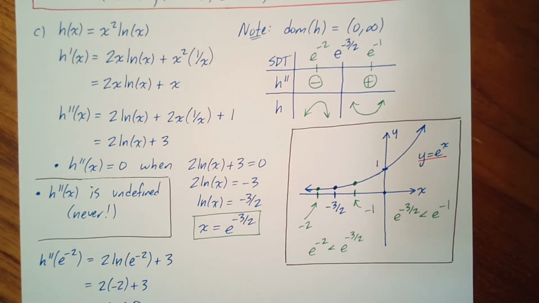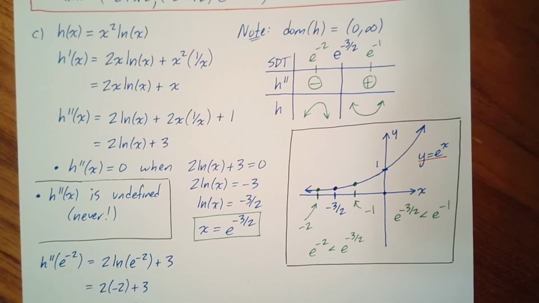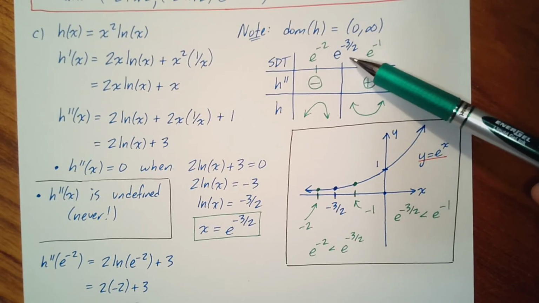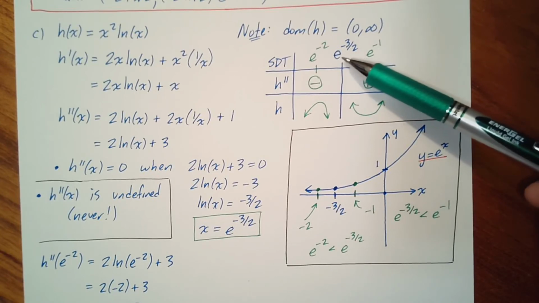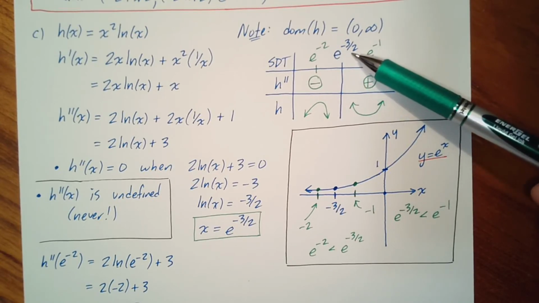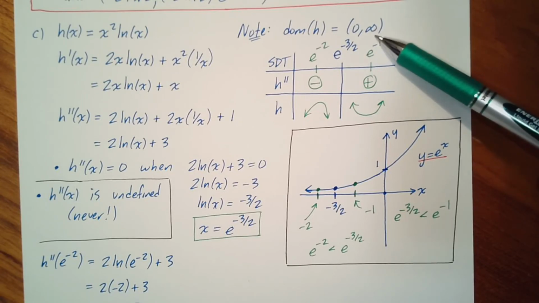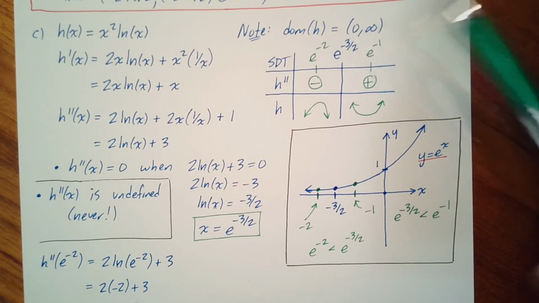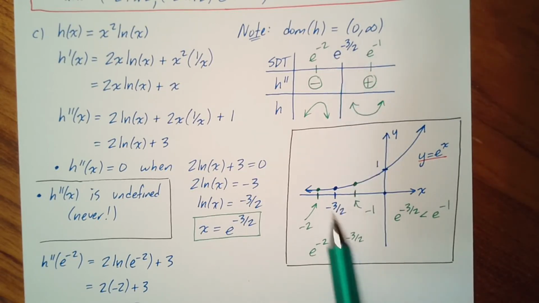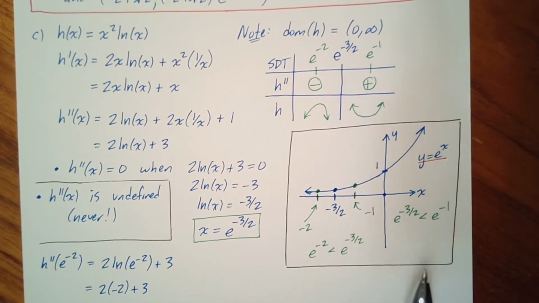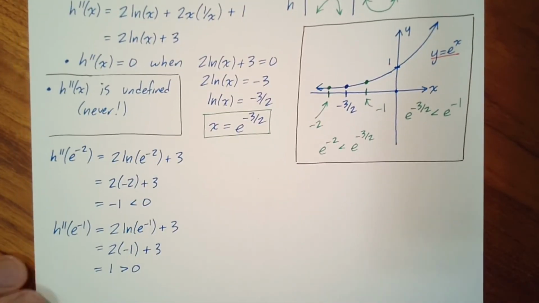All right, so good, we've got our concavity. Do we have any inflection points? Absolutely. We have an inflection point right here, because e to the negative 3 halves is a positive number, so it's in the domain of the function h. It's a positive number because e to the anything is positive. Remember, this is the graph of e to the x. It's always above the x-axis. So that means this is an inflection point. Let's get its y-coordinate, and then we're ready to summarize our answer.